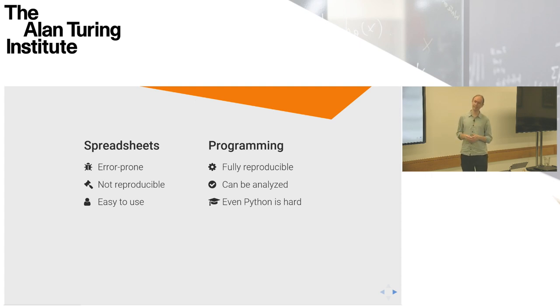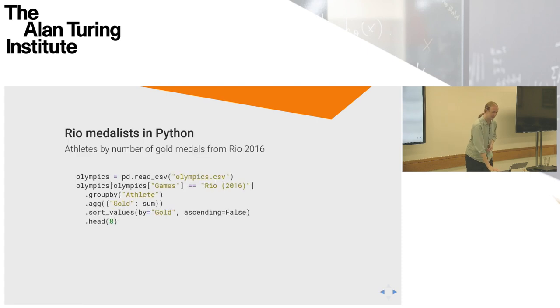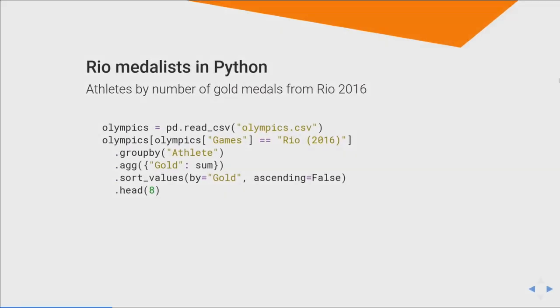But if you look at even the simplest programming languages like Python, there are actually quite a lot of non-trivial tasks. This is an example in Python where I want to sort athletes based on the number of gold medals they got from Rio, from the recent Olympics. So I read a CSV file. The second line is doing filtering. This is looking at where the column games is Rio.